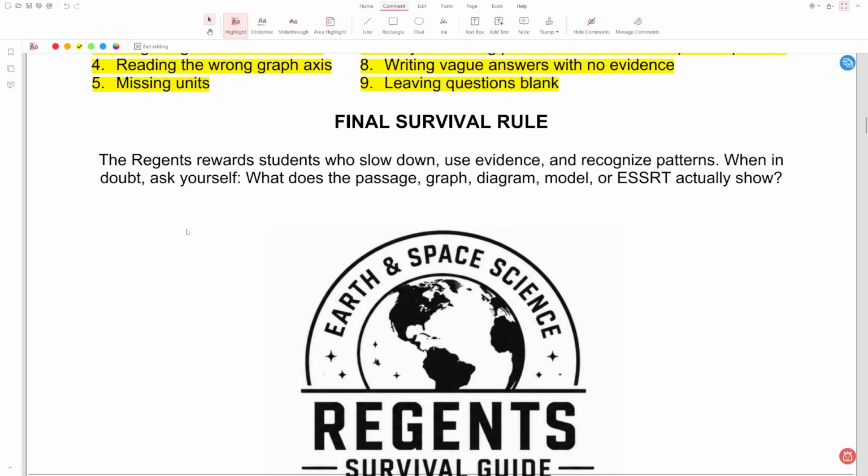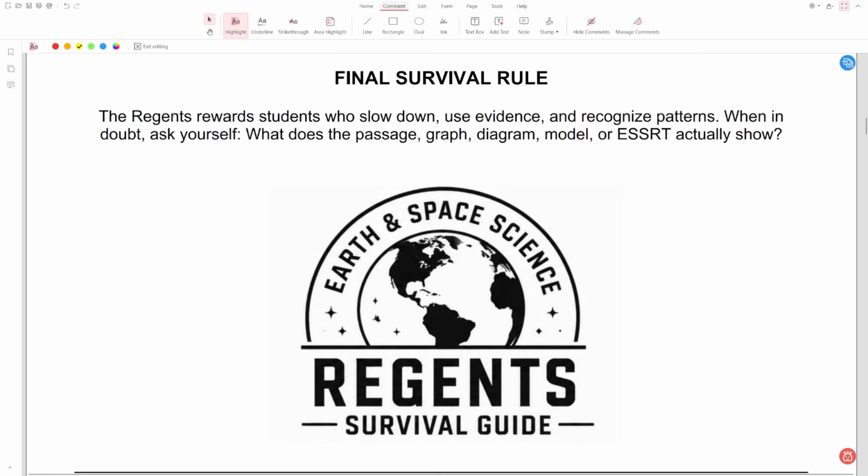Final survival rule here: the Regents rewards students who slow down, use evidence, and recognize patterns. When in doubt, ask yourself, what does the passage, graph, diagram, or model actually show? Okay, so that's my breakdown of the test.